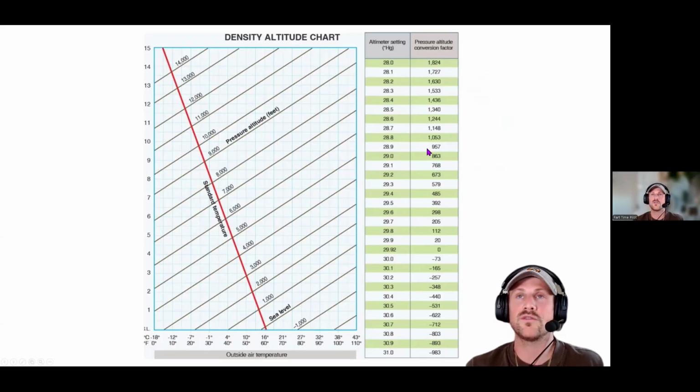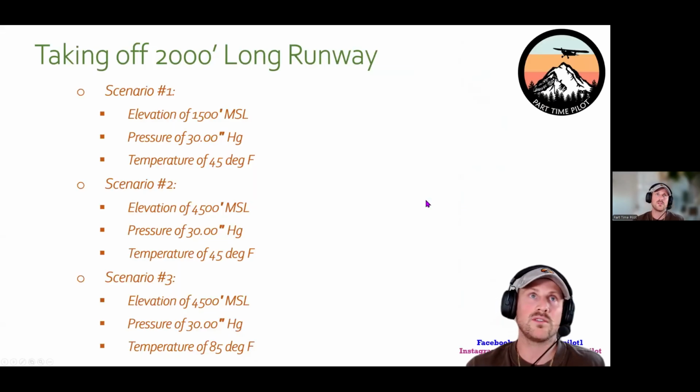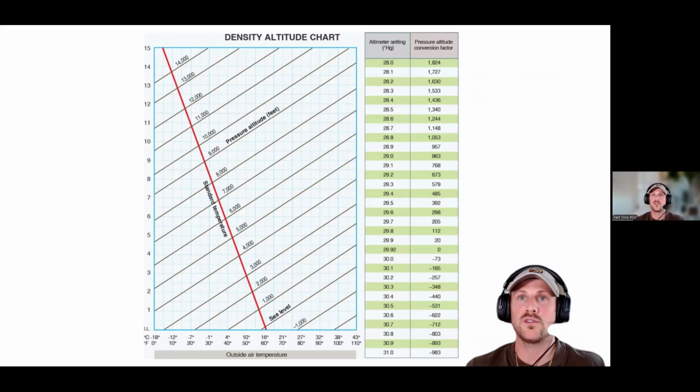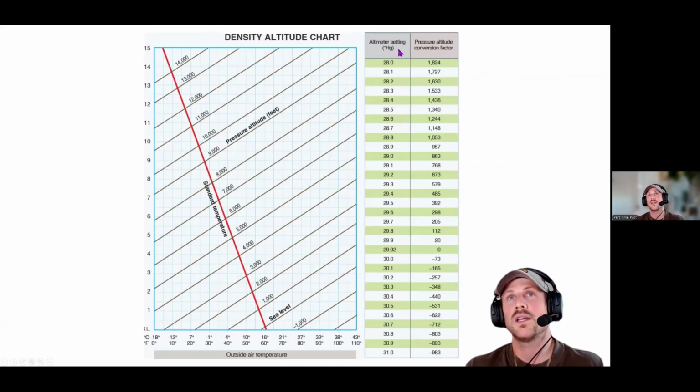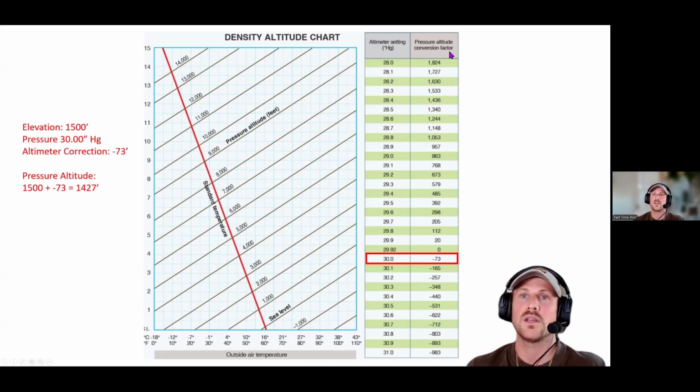So you have to first convert it to a pressure altitude. We were given an elevation of 1500 and a pressure of 30.00. First thing we've got to do is look for our altimeter setting, which is our pressure, in this first column. So we find 30.00, and then we read off the second column, pressure altitude correction factor. Right here, 30.00 is minus 73.